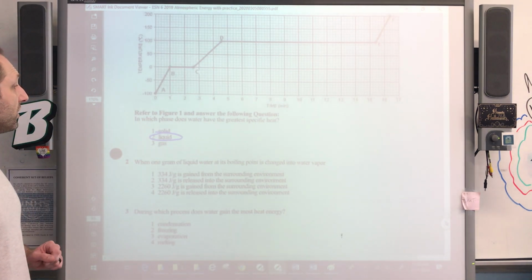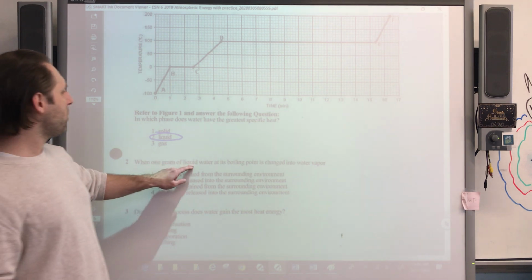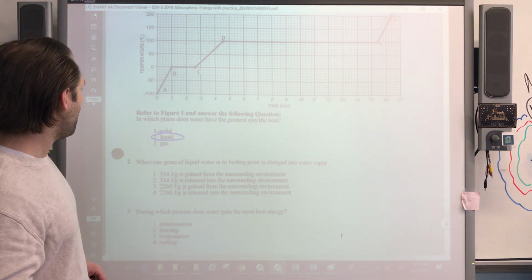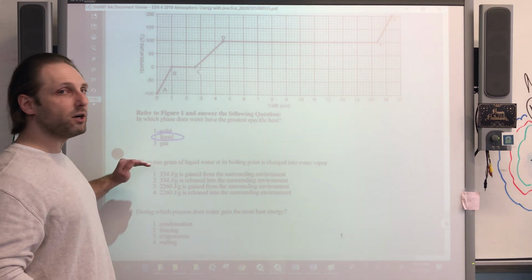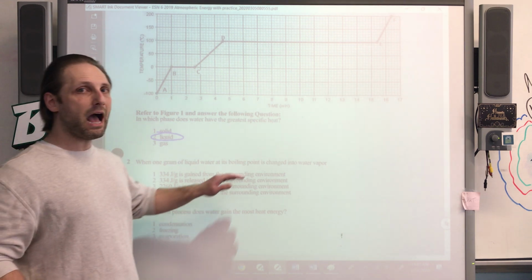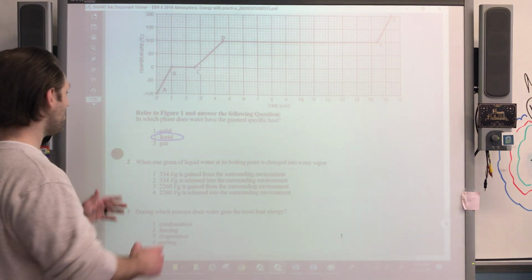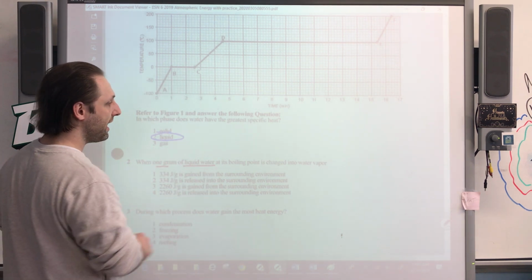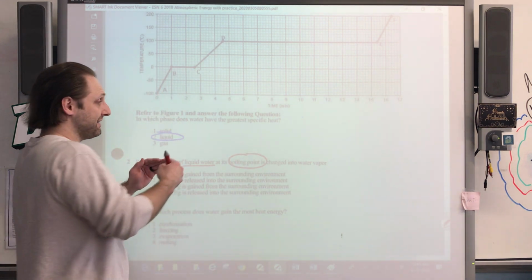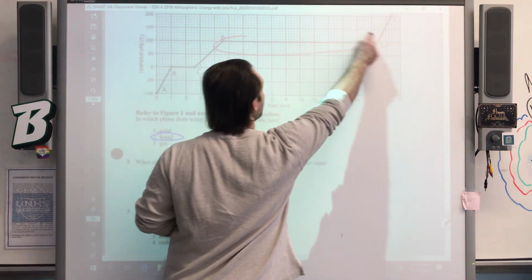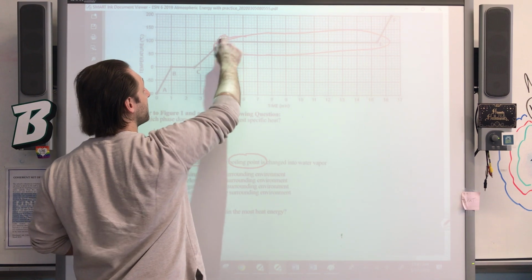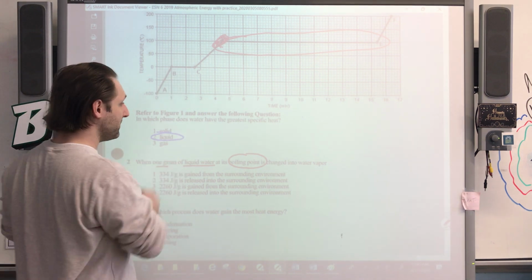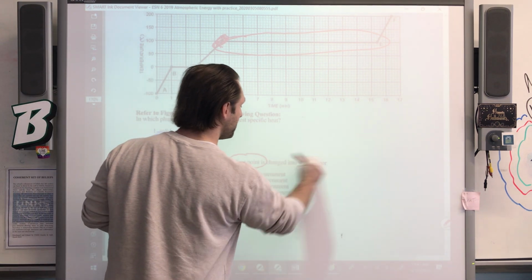When 1 gram of liquid water at its boiling point is changed into water vapor, ooh, it's a little bit of a tongue twister. It wants to know what occurs with the heat and how its environment impacts that. So we're starting with 1 gram of liquid water at its boiling point. So we're actually here in the diagram. We've got liquid starting to boil, right at D in this curve up here if you just want to reference that. So 1 gram of liquid water at its boiling point changed into water vapor.